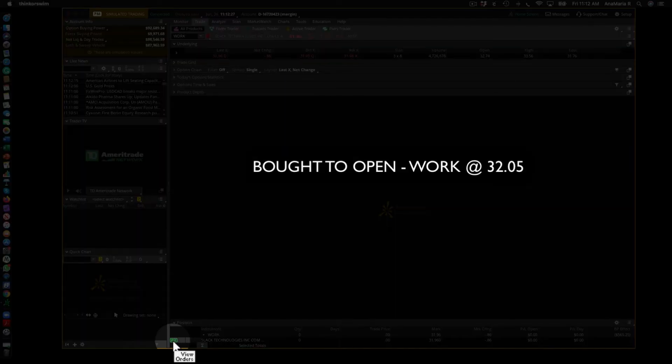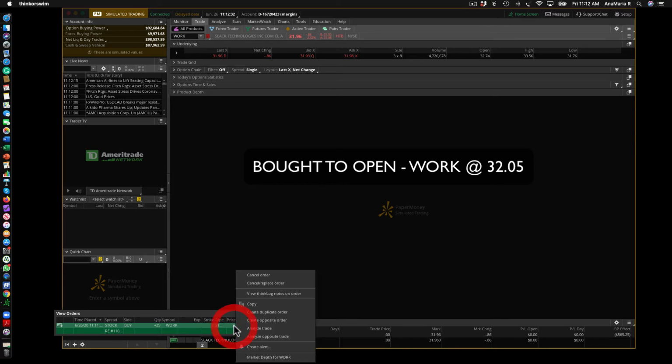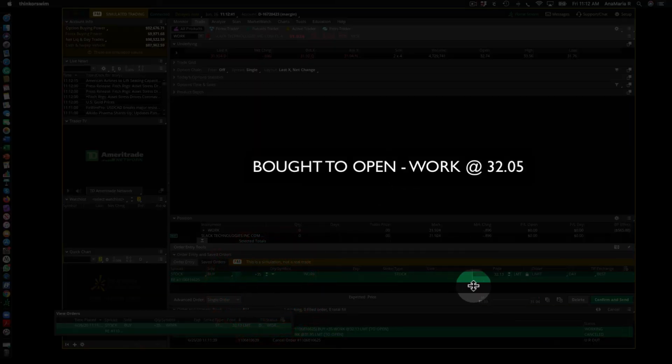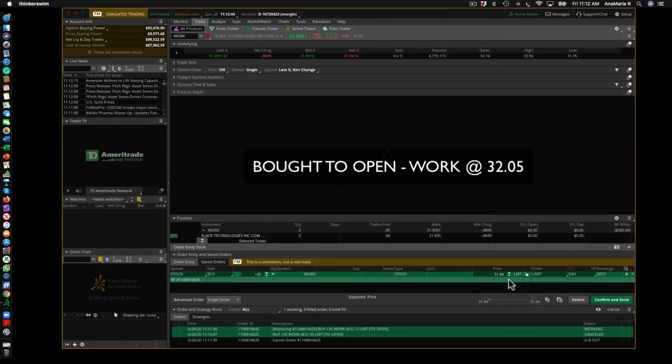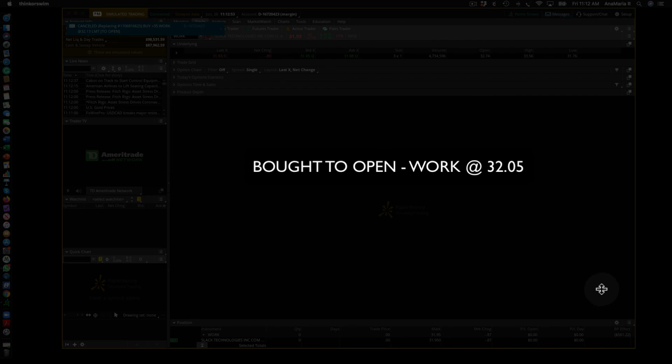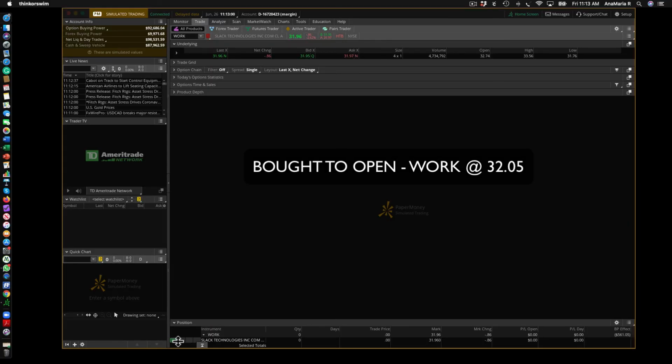But let's say that I want to go back and tinker a little bit with the price. So I hit on buy, it opens the order. I right click, says cancel replace order. I open the lock, says 31.94. I increase it a little bit to 32, confirm and send. It canceled my order, and it's still working on this.